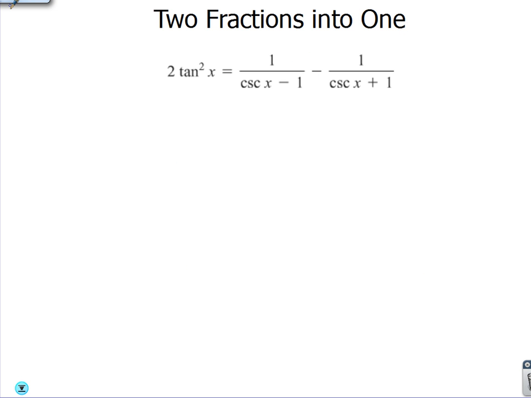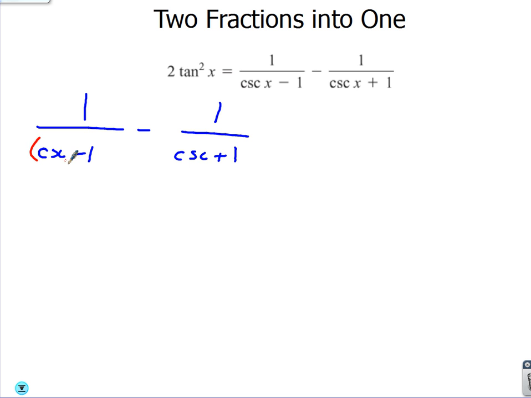Okay. Now let's work it backwards. What if you have 2 fractions? Let me show you how to combine it into 1. We've done this all year. You've got the ugly side over here, and we're going to somehow try to turn this into the clean side. The way that we do that, we're going to try to combine 2 fractions into 1. We're going to find a common denominator and add them together. So let's start with our whole 1 over cosecant minus 1 minus 1 over cosecant plus 1.